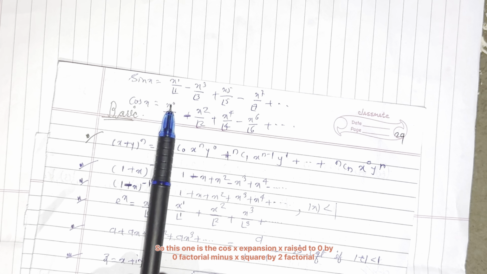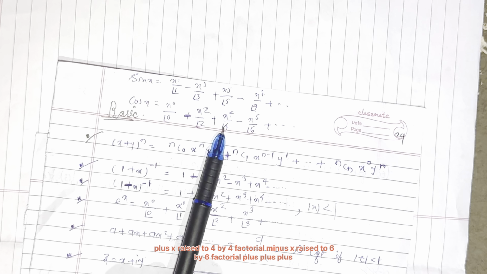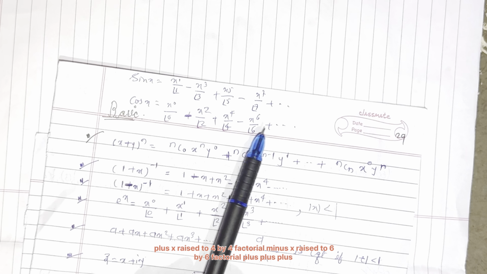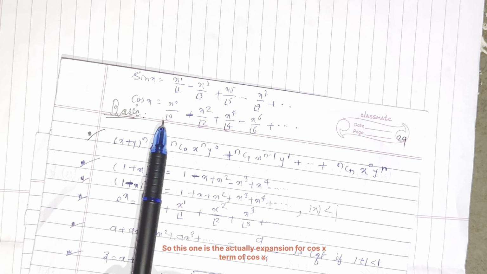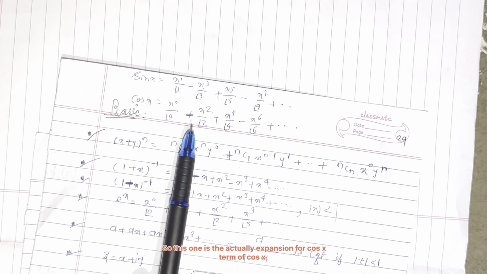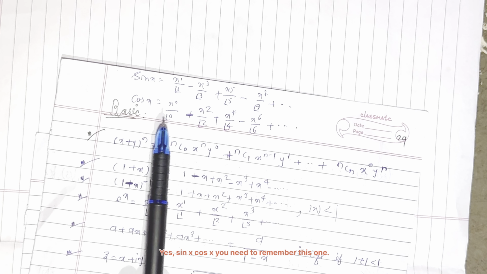Similarly, this one is the cos x expansion: x raised to 0 by 0 factorial, minus x square by 2 factorial, plus x raised to 4 by 4 factorial, minus x raised to 6 by 6 factorial, and so on. This is the expansion for cos x. You need to remember the sin x and cos x expansions.